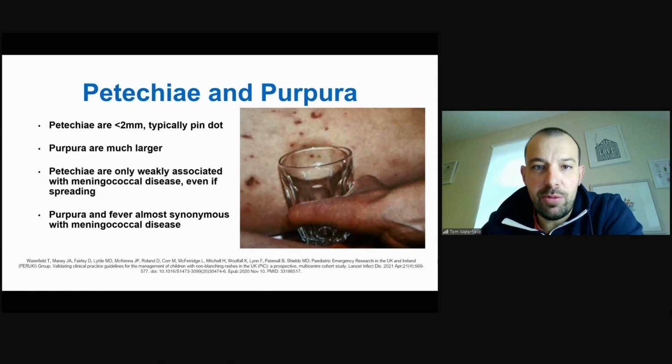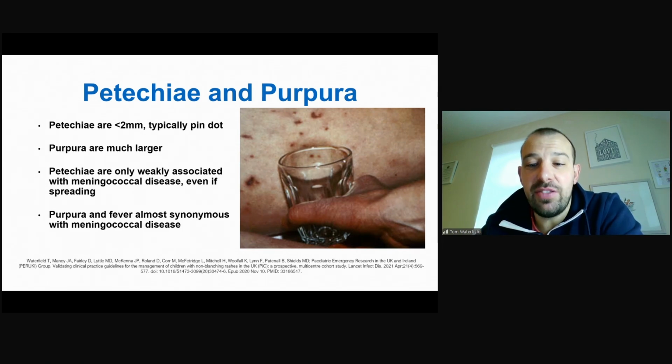So petechiae and purpura, we can't talk about sepsis without putting them in. Petechiae are small, typically pin dots, less than 2 millimeters, and purpura are much larger, typically like bruises. Petechiae on their own are very weakly associated with meningococcal disease, and that's even if they're spreading. My paper's in there if you don't believe me. Whereas purpura and fever are typically synonymous with meningococcal disease, a far less common presentation and a far more worrying one.